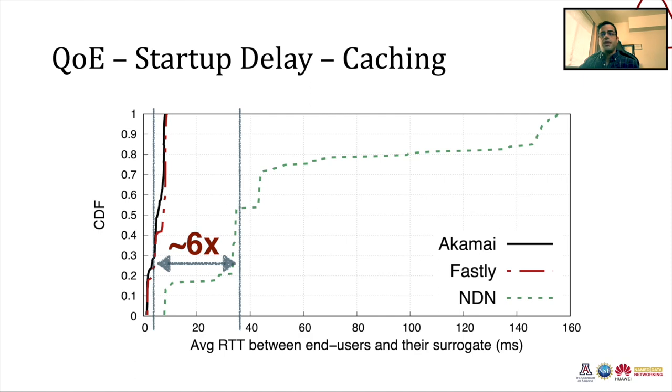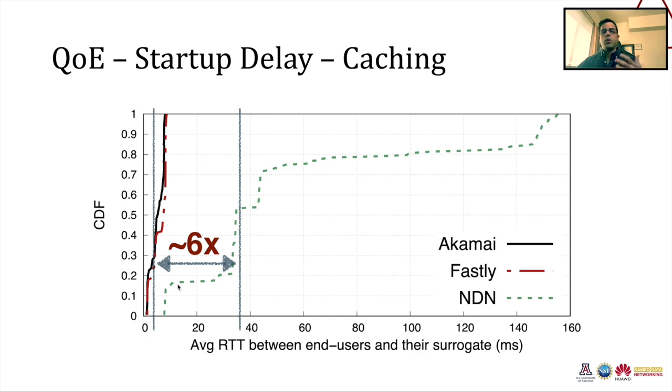This figure shows the average round trip time between the end users and the server they're connected to. As you can see, through Akamai and Fastly, the delay between the end users and the server they're connected to was 100% of times below 9 milliseconds. But in NDN, end users could find such a good connection only for 14% of the times.